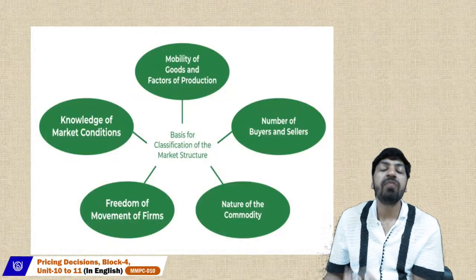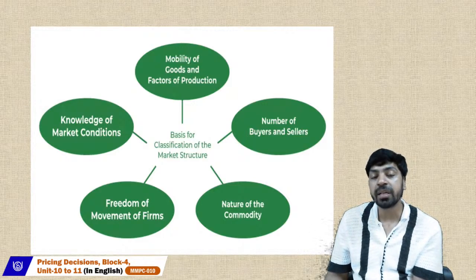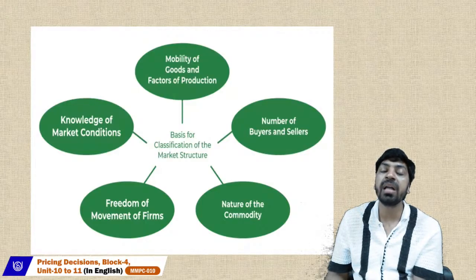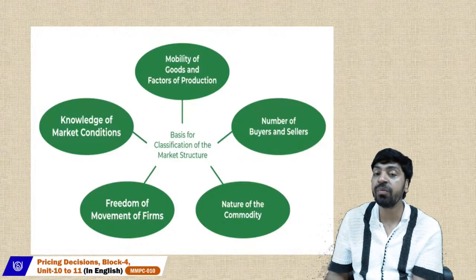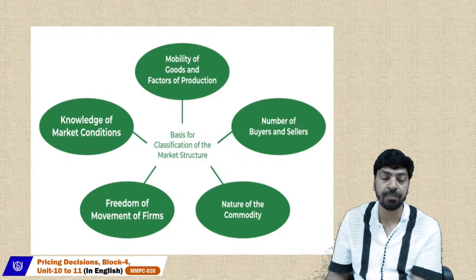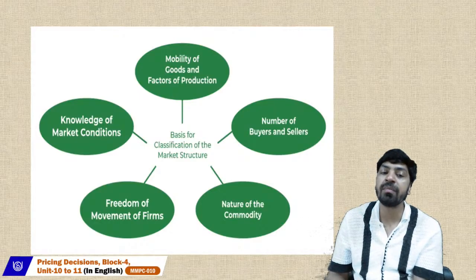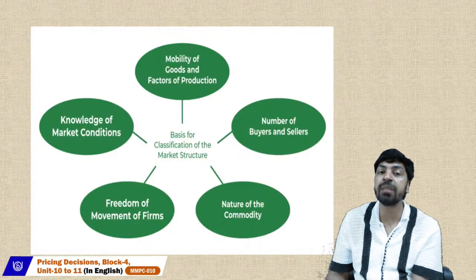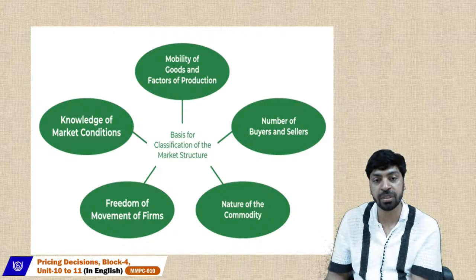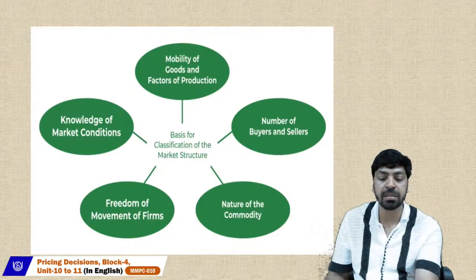Before we describe an overview of the four types of market structures, it is very important to understand the factors which influence the market structure. In other words, these are the bases for the classification of the market structure. The first one is the nature of commodity. The second is freedom of movement of firms, number of buyers and sellers, knowledge of market condition, mobility of goods, and factors of production. So let's have an overview of all these factors one by one.